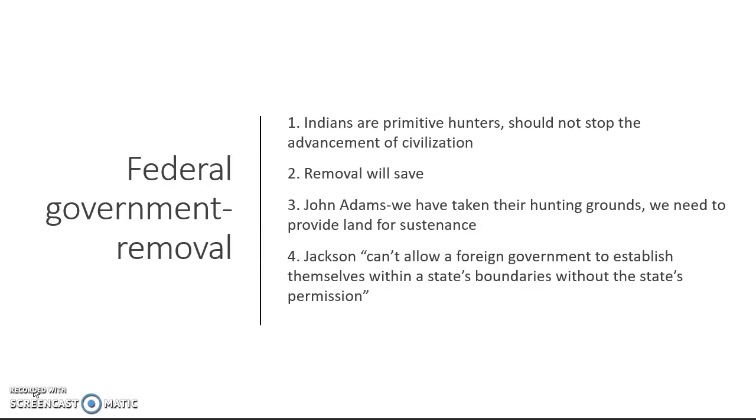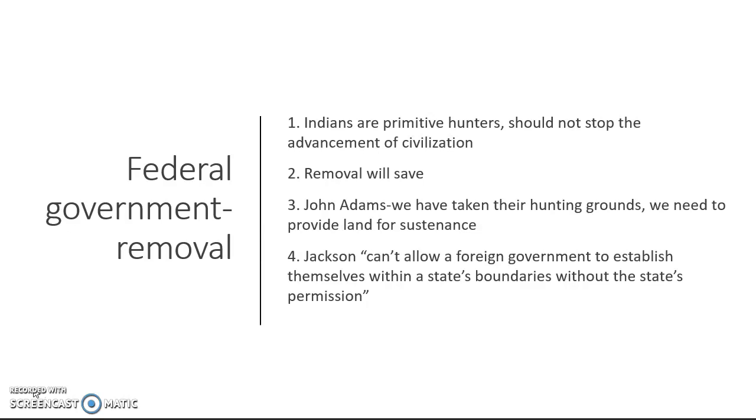So while this is happening, Georgia passing all of these laws, attempting to impose their laws on the Cherokee Nation, the federal government is also starting to think about removal. So what's going on in the government's mind during this time, and here is a little bit of the rationale in Congress and some of the debates that come up during this time, is that Indians are primitive hunters. They should not stop the advancement of civilization, of settlers. By removing Indians, they would actually be allowing civilization to move forward.